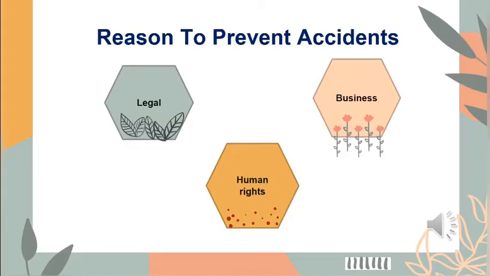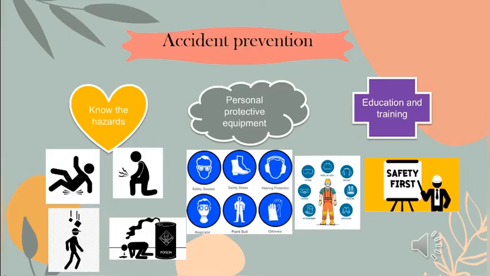There are three reasons to prevent accidents, which are legal, human rights, and business. Now, I will tell you about accident prevention in the workplace. Before that, we need to know the hazards that always happen, such as slips, muscle strain, being hit by falling objects, and inhaling toxic fumes.